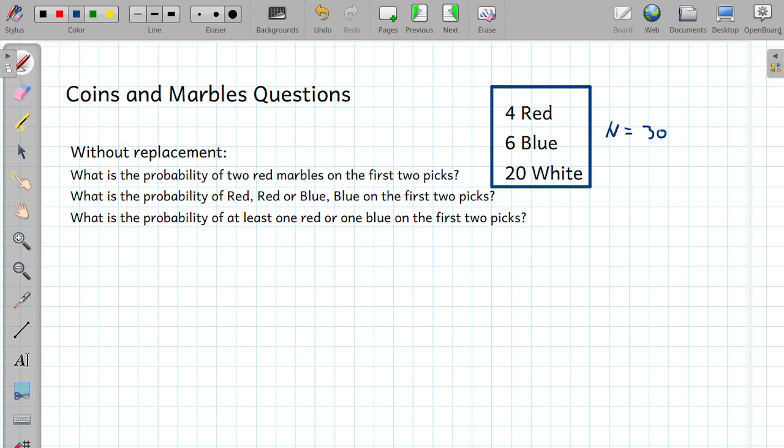First problem we're going to do is, what's the probability of getting 2 red marbles on the first 2 picks? The second question is, what's the probability of getting red or blue on the first 2 picks? And then we're going to look at, what is the probability of at least 1 red or 1 blue on the first 2 picks? This one in particular is a great place to remind everyone that if you're not sure what's going on, try to identify the sample space and then figure out the question from there.